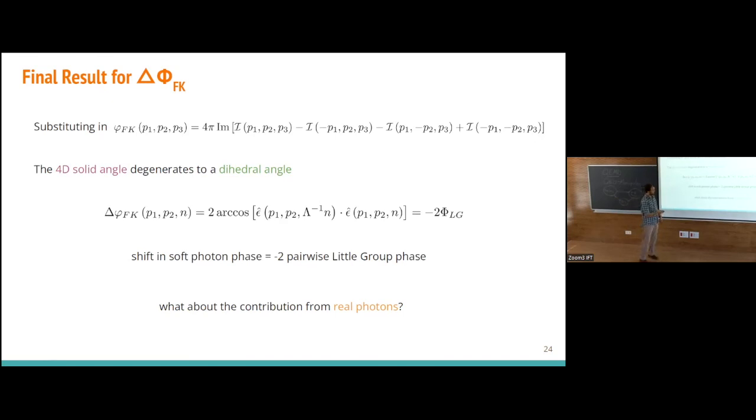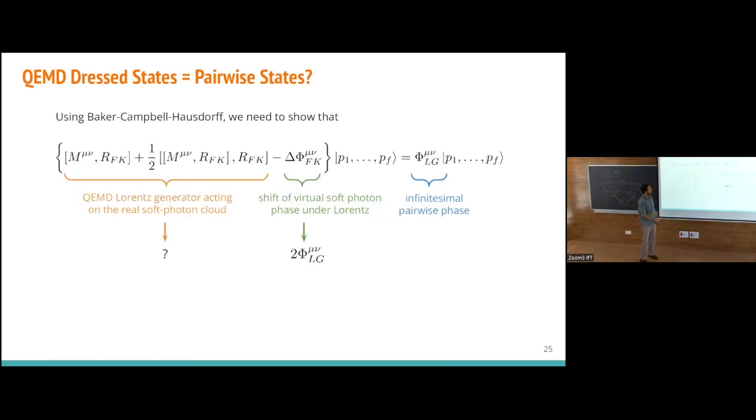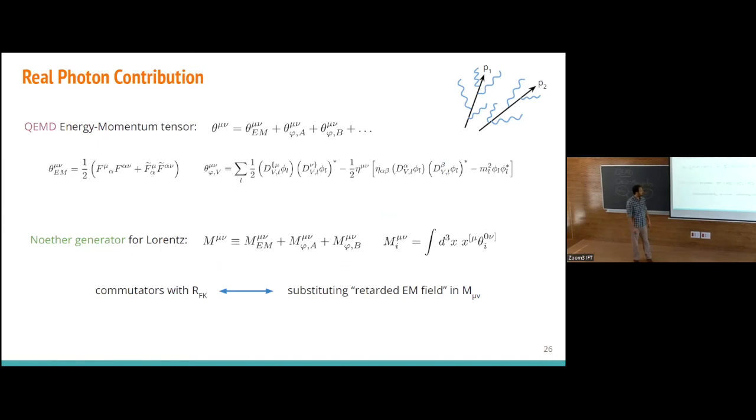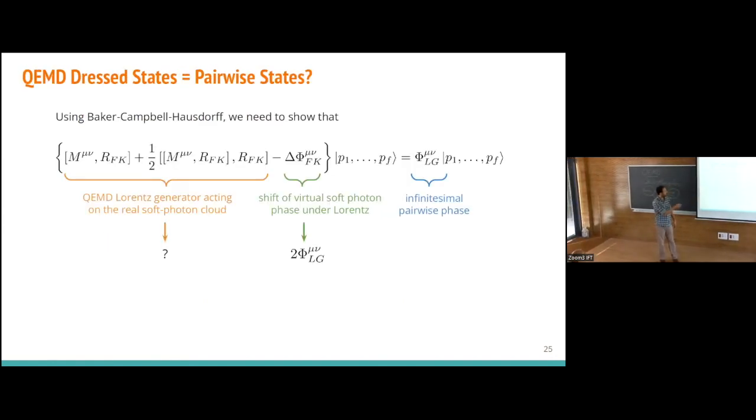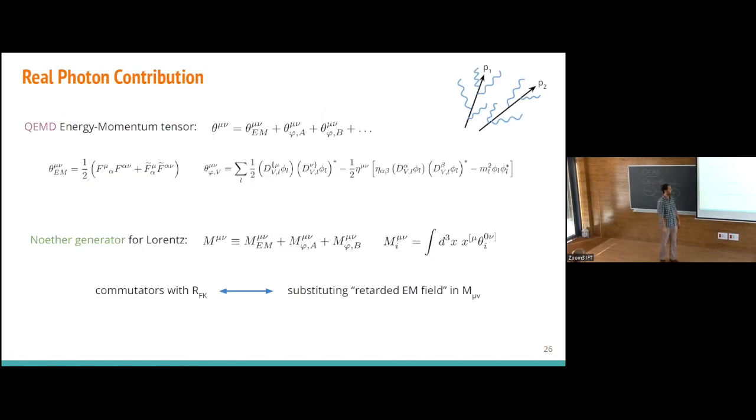So we're almost there. So what about the contribution from the real photons? We need to show that this equals this infinitesimal little group phase, this is 2, this should be a -1 of the little group phase. And in 2 slides, you'll see that that's indeed the case. So what we need to do is to calculate the structure. So we need to say what the generator of Lorentz transformation is in our theory and calculate this commutator. And the way you do it is pretty standard.